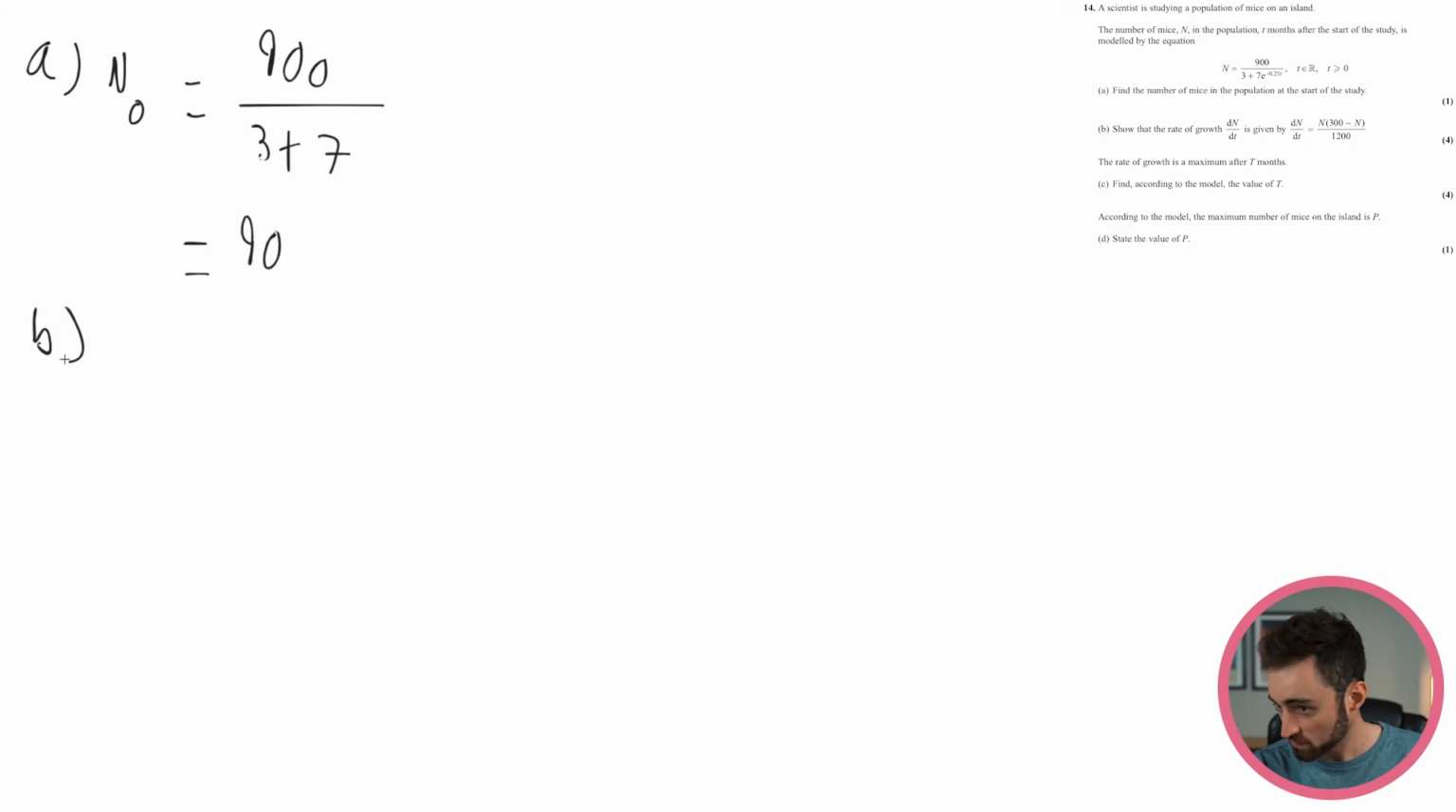Part B. Show that the rate of growth dN by dt, okay, so we want dN by dt here, the derivative, is given by dN by dt equals N, ooh, okay, so N times (300 minus N) over 1200. Yeah, you're not going to like this one. This isn't going to be that nice.